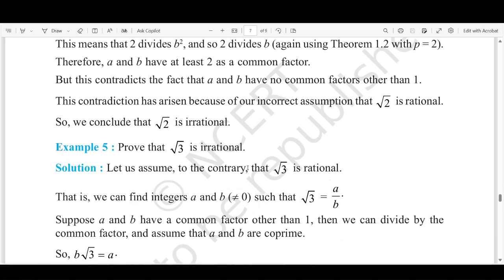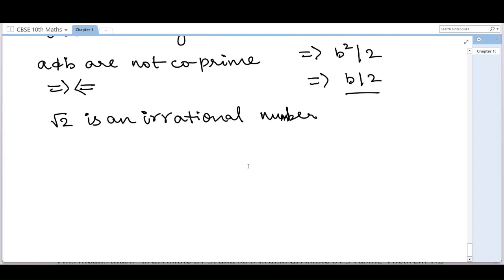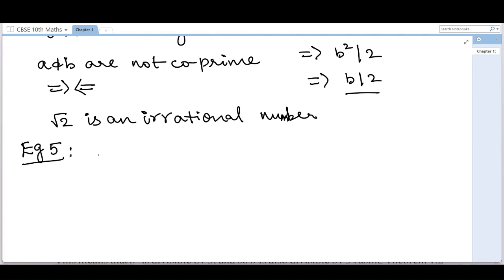Right? So, in a similar way, we can also prove example 5. Now we have to prove root 3 is irrational. In a similar way, let us assume root 3 to be a rational number. So, root 3 can be written as a by b, where after removing the common factors, in the least form, a and b are co-primes, that is the GCD should be equal to 1, and we have assumed root 3 to be rational, right?